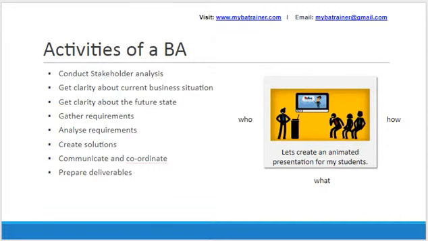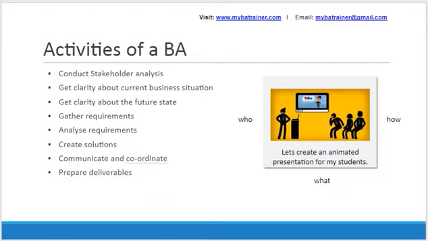Today we are going to talk about different topics. I will start with activities of a business analyst. As a business analyst, you have to perform multiple activities. First and foremost is to analyze the stakeholders. You need to identify the stakeholders.